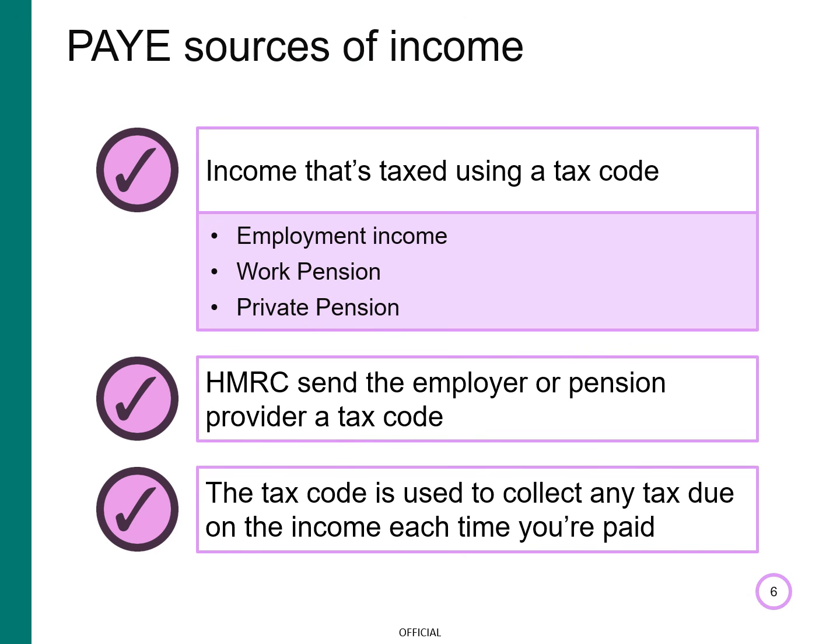Before we look at these pages, I'll just explain what we mean by a PAYE source of income. This is income which is taxed before you're paid using a tax code. For example, it may be from an employment, a works pension, or a private pension. HMRC send the employer or pension company a tax code so they can collect any tax due on that income each time you're paid.